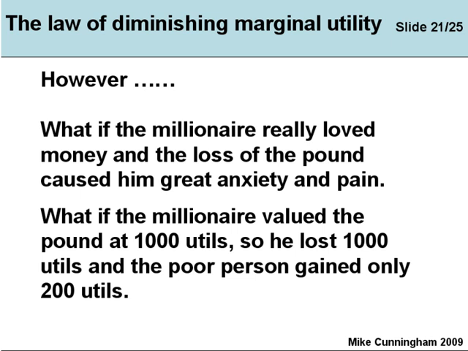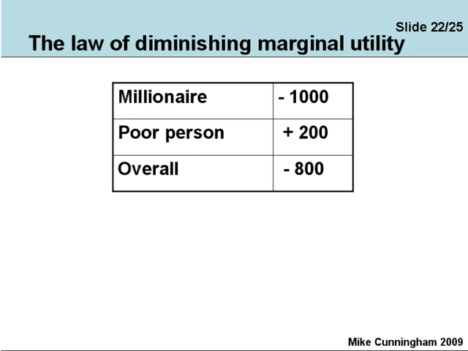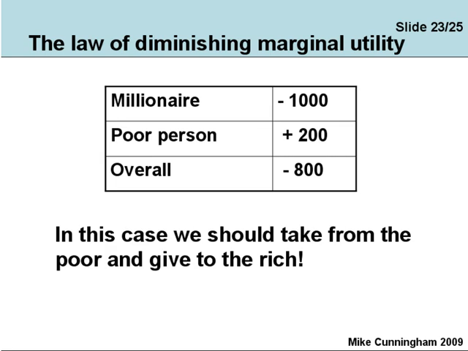What if? Well, our table would look different. The millionaire is down 1,000 utils, and the poor person is only up 200 utils. So overall, society is worse off. Perhaps we should take from the poor and give to the rich. Seems a bit strange, but well, that's the logic of it. I suppose the problem really rests with this idea that we can't measure utility.